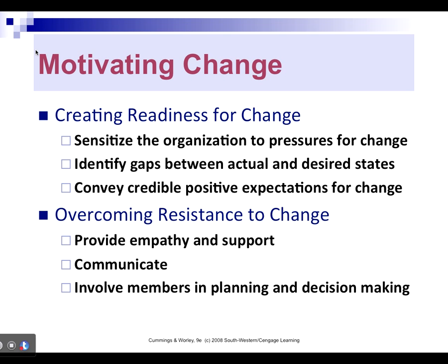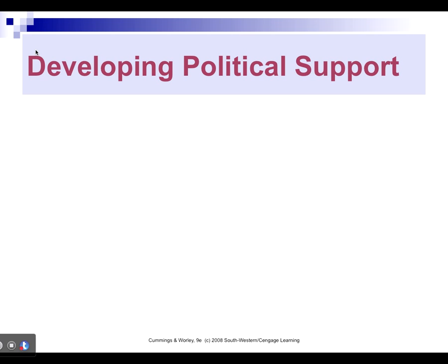You want people to feel a sense of ownership over whatever the particular change process is. So definitely consistent with OD values, this ought not be a purely top-down driven process. It really ought to be a meeting in the middle, if you will. Okay? So let's talk about this next step, developing political support.